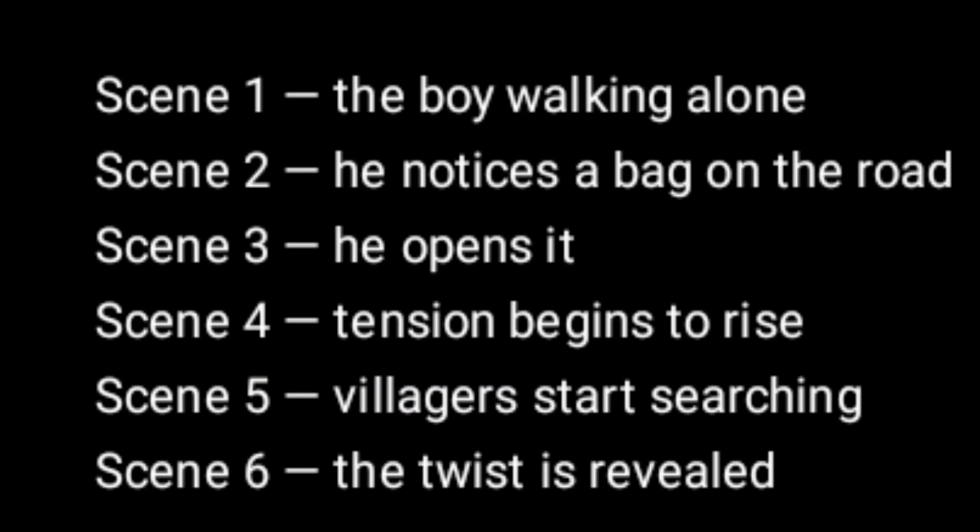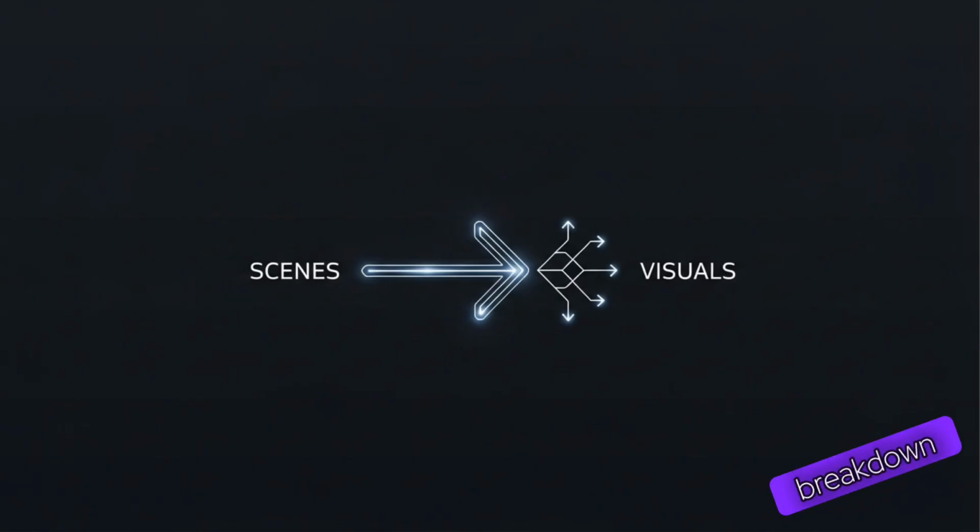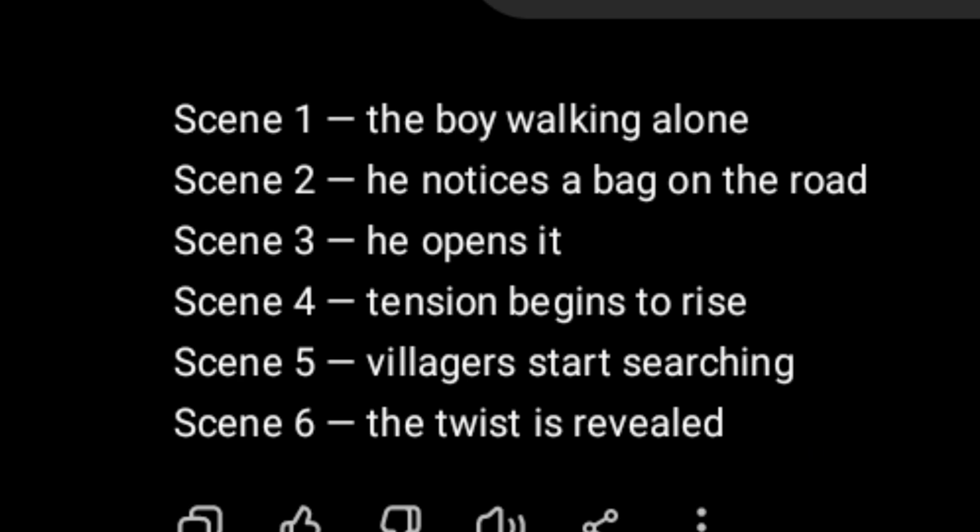For example, scene 1, the boy walking alone. Scene 2, he notices the bag on the road. Scene 3, he opens it. Scene 4, tension begins to rise. Scene 5, villagers start searching. Then scene 6, the twist is revealed. This step matters because it tells you exactly what visuals to create. Without this breakdown, your visuals become random, and when your visuals feel random, your video feels weaker.